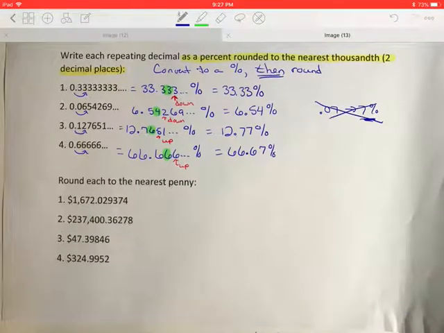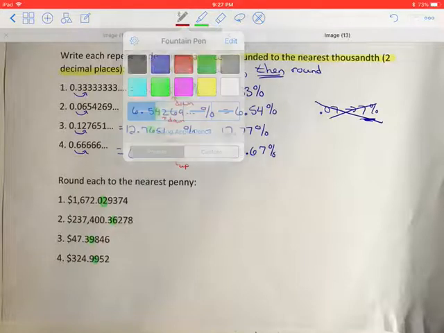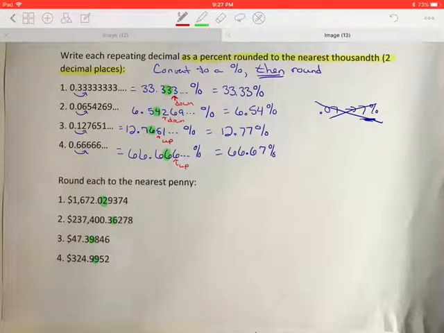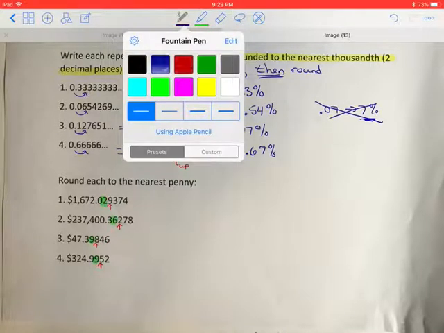All right, so speaking of money, on all of these, we're going to round to the nearest penny. So remember, that's going to be the second decimal place. I'm going to go through and try to highlight that on each one. All right, so that's the place I'm rounding to. So I'm going to use the number next to it to tell me whether to round up or down. Okay, so I'm just going to go through and get that number there.